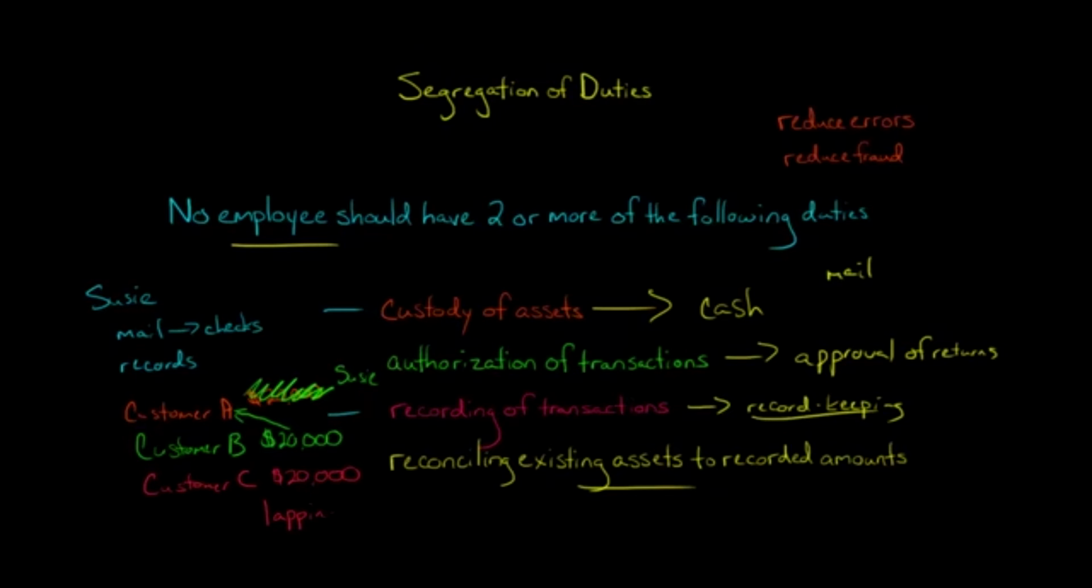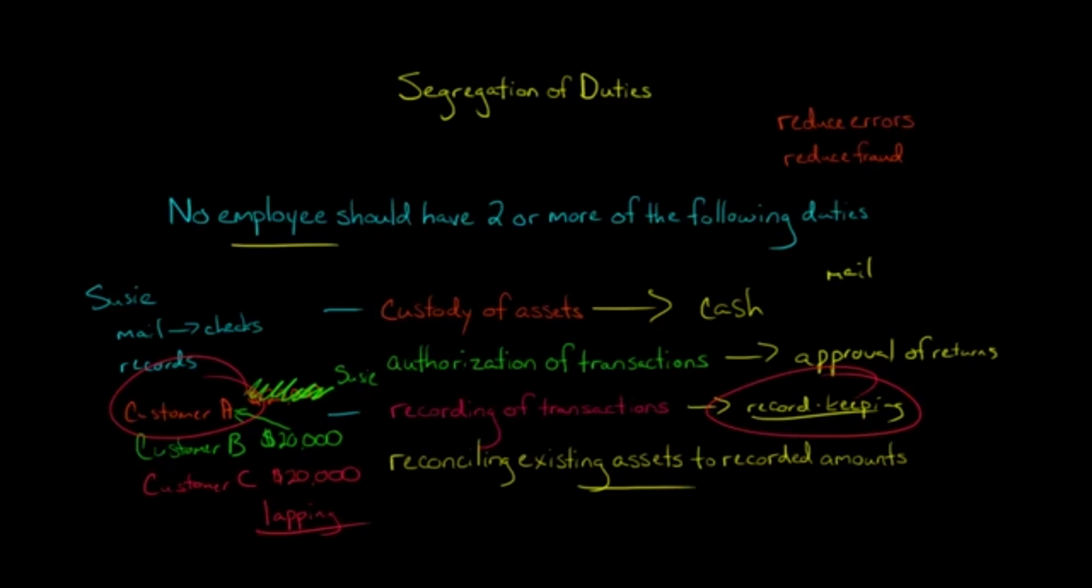This is a fraud scheme where Susie is going to steal money from the first customer, basically stealing the cash because she has custody of the asset. She steals a check and deposits it for herself, and then she manipulates the accounting records so that this customer doesn't say, hey, I paid my bill. She takes the new checks that she gets from future customers and applies them to the previous customer, and she has to keep doing this. That's why it's called a lapping scheme.